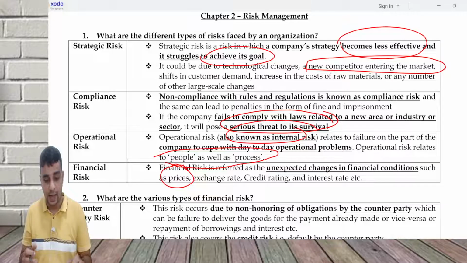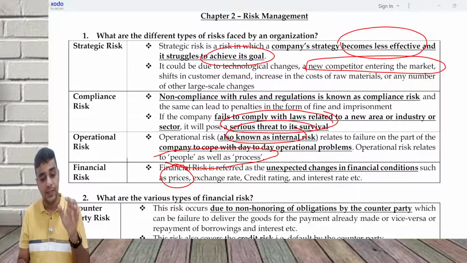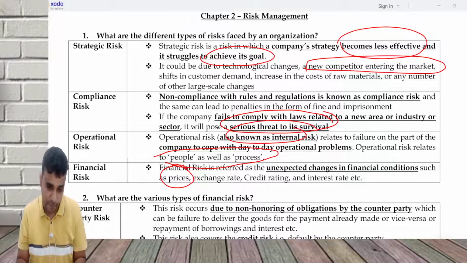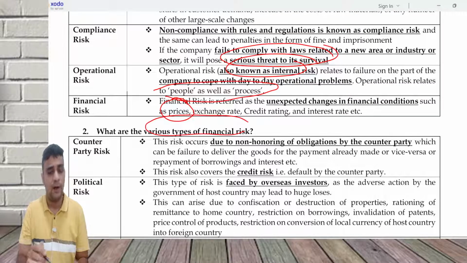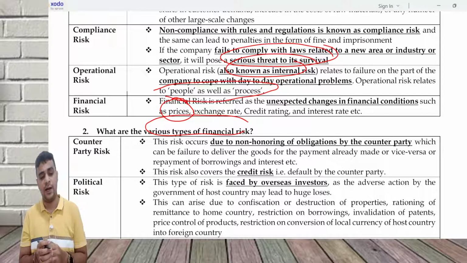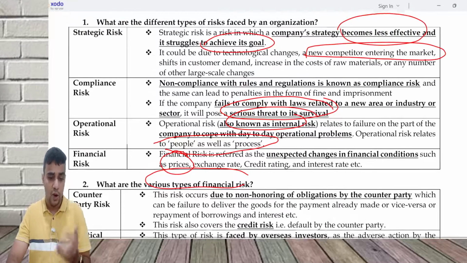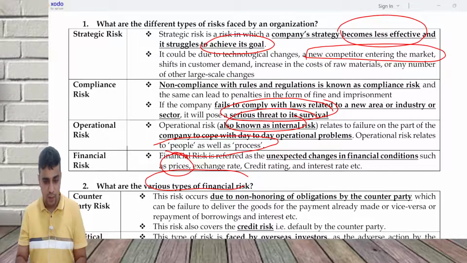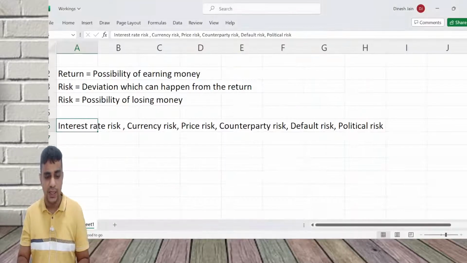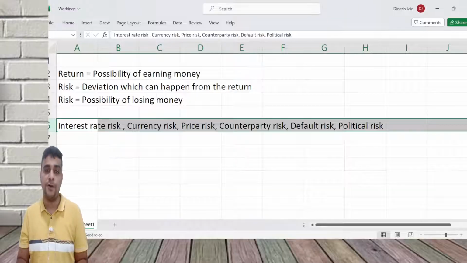So it can be a challenge for a company when there are changes in the financial condition, because ultimately it's going to impact my performance. What are the various types of financial risk? Our focus will be primarily on financial risk, not the overall risk. Overall, we have 4 categories: strategic risk, compliance risk, operational risk, and financial risk. Now, I gave you certain examples. All these are primarily examples of financial risk.